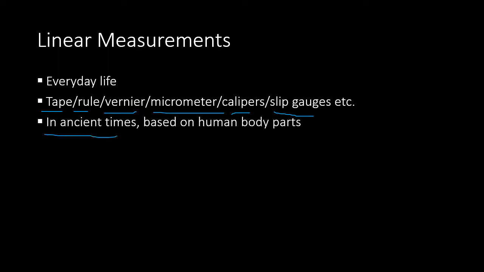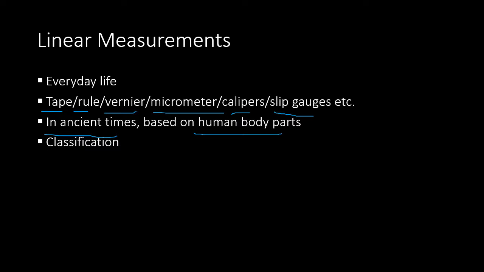In ancient times, the linear measurements were based on human body parts. For example, the length from the tip of the index finger to the elbow of a particular person, for example, Farah, was considered to be a standard. So today we have a wide variety of linear measuring instruments available at our disposal.